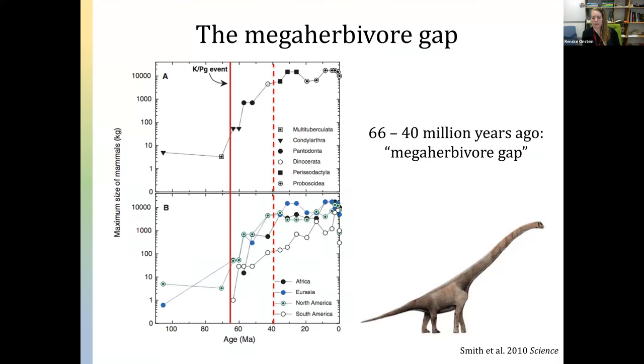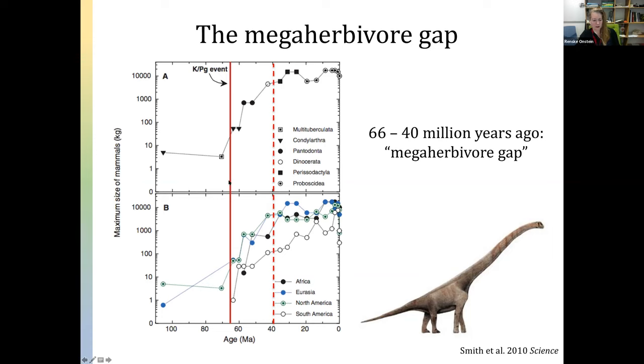And this led to quite a unique period in life on Earth. It led to about 25 million years without mega herbivores. So mega herbivores now are defined as at least 1,000 kilograms, so very large animals. And it took about 25 million years for mammals to evolve body sizes equivalent to those of the large dinosaurs, so at least 1,000 kilograms.